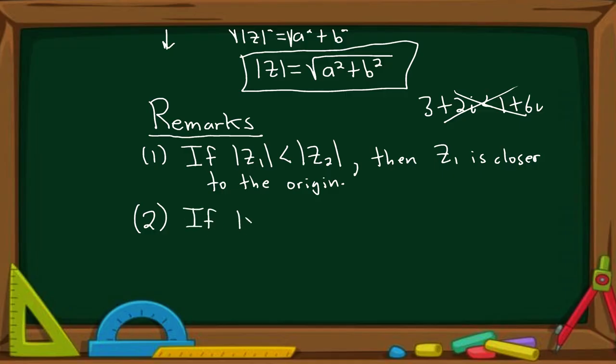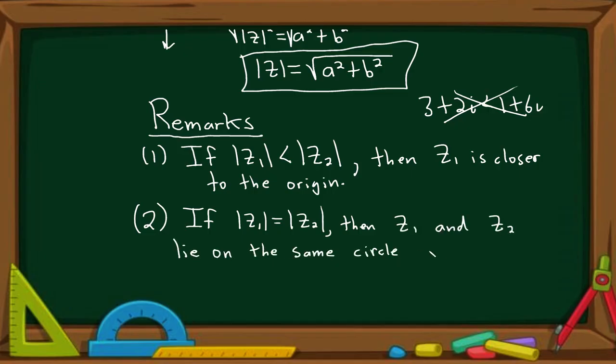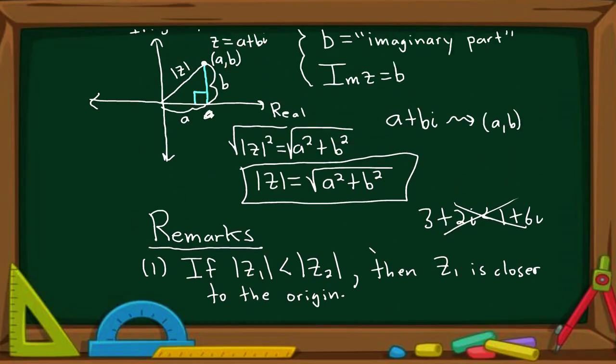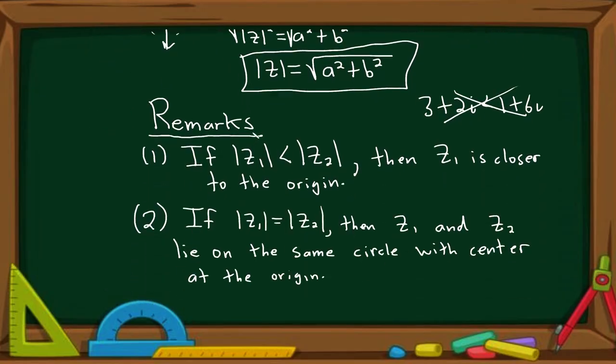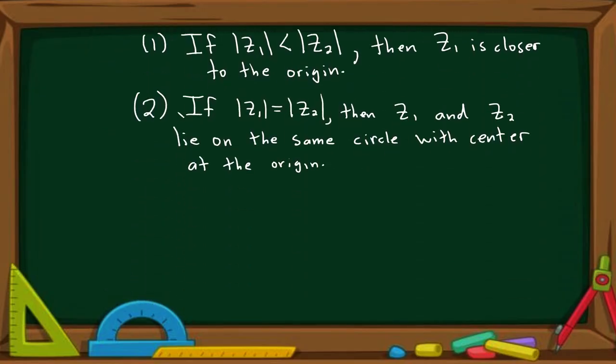What happens if they're equal? That's pretty interesting. If the modulus of z1 is equal to the modulus of z2, then they're both equidistant from the origin in the complex plane. So they lie on a circle of the same radius. Then z1 and z2 lie on the same circle with center at the origin. That's kind of cool, kind of fun to know. Good thought process to think about, right? Because if I have another complex number at the same distance, you can draw a circle and they're both going to lie on that circle, because they're both equidistant from the origin.